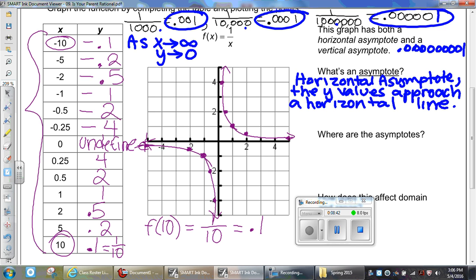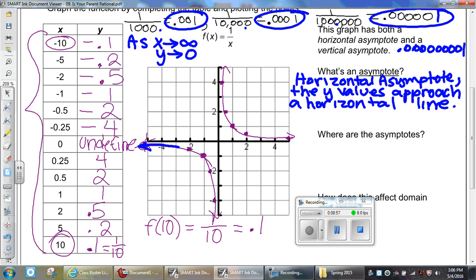Okay, now if we look at the left side, the same thing is happening. The y values are approaching the x-axis, but they're not going to touch it. Kind of like exponential functions, remember? They had a horizontal axis.